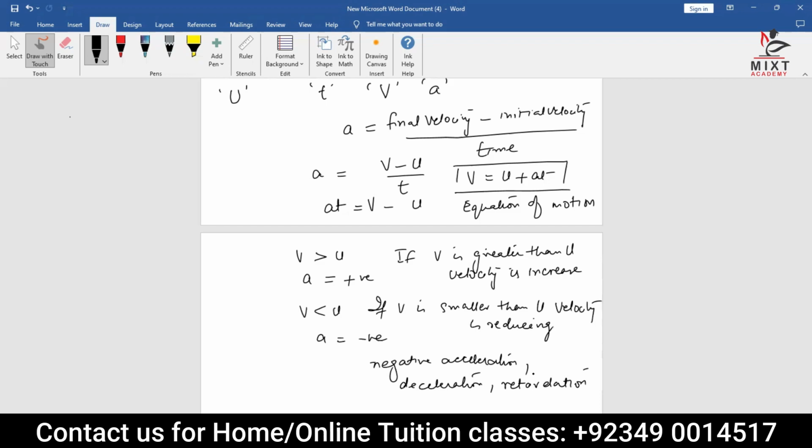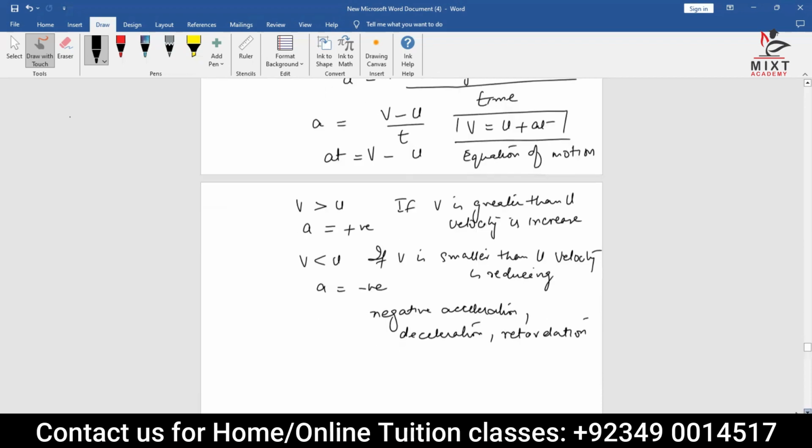Remember one thing: in the question, if they ask you what is the deceleration or retardation, it means they already mentioned the negative sign. So you do not have to put the negative sign. You have to write the values without the negative sign. Even though you get a negative acceleration value, you have to put it without the negative sign, because retardation itself means the value is negative. Understand? Okay.